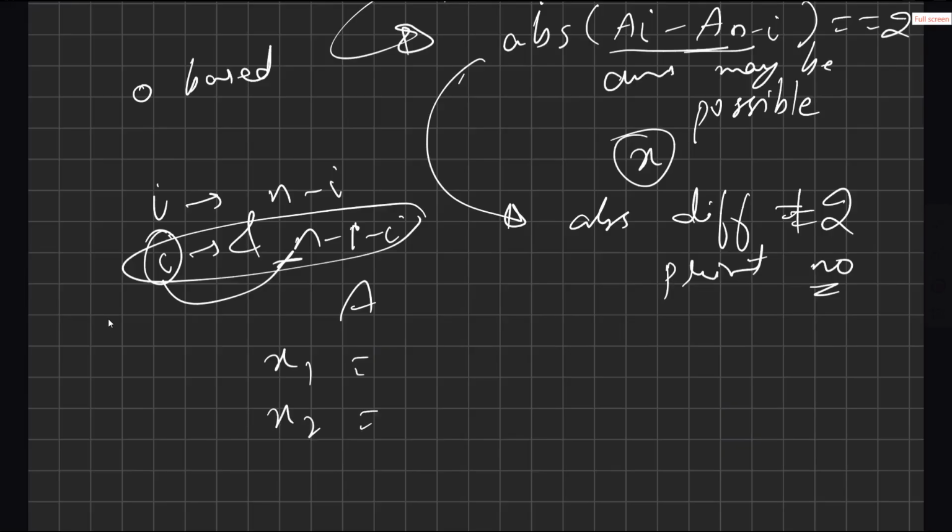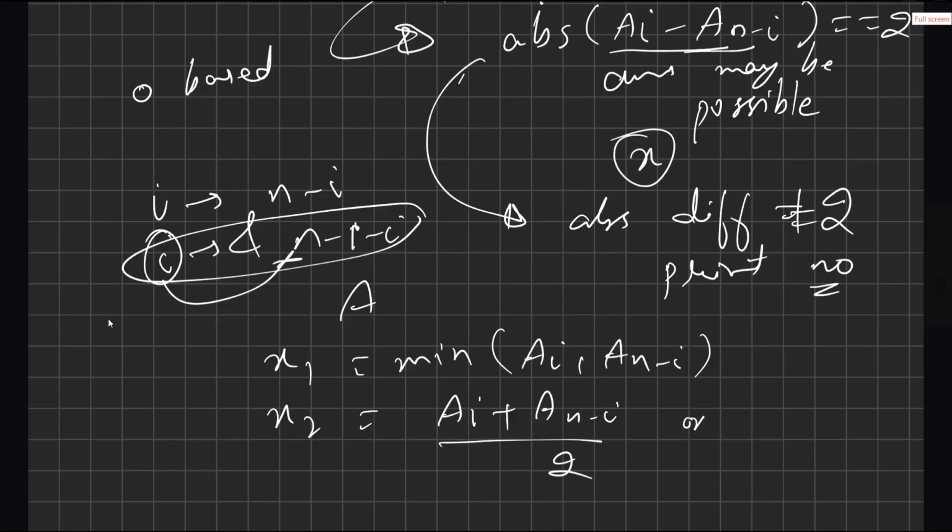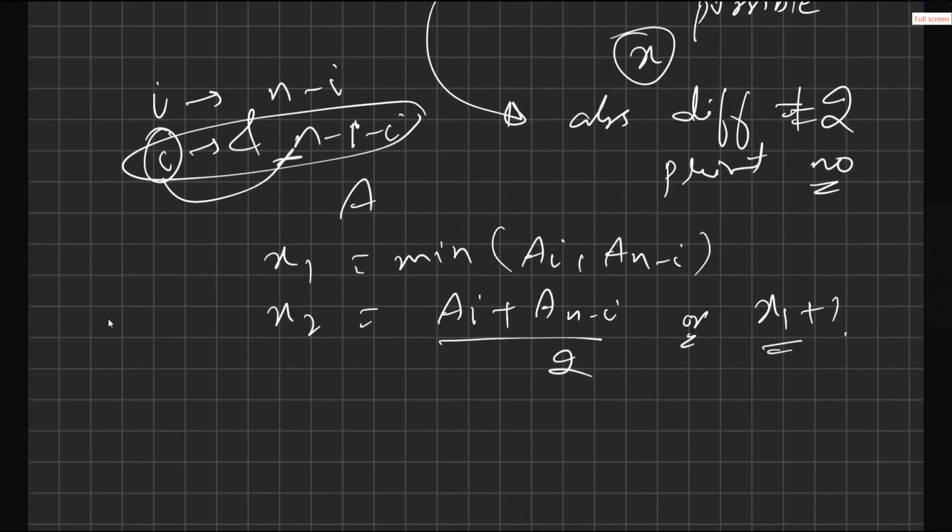One x value will be the minimum of a of I comma a of n minus I, and the other x value will be the middle of those values. You can take a of I plus a of n minus I by 2, or since you have got x1 already, if you do x1 plus 1, you get the other x value. So once you have chosen these two values, make sure you do the operation on the array and check if it is a palindrome or not.